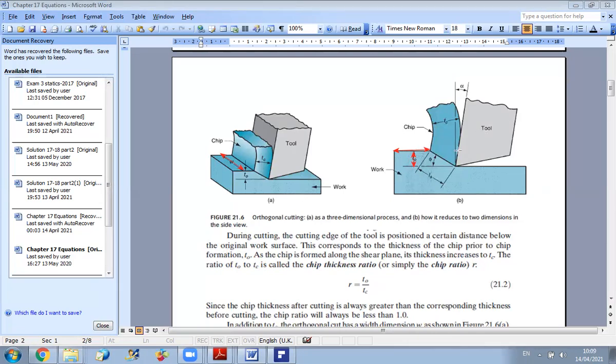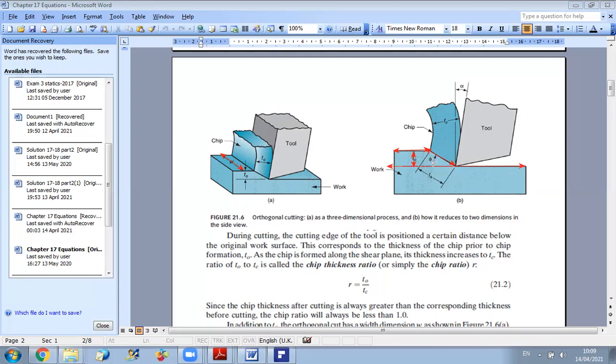Okay? And then once you have the operation, it's a cutting operation that is based on shear. So you have a plane of shear here. The shear plane is making an angle of phi with your work part. This is called the shear angle phi.